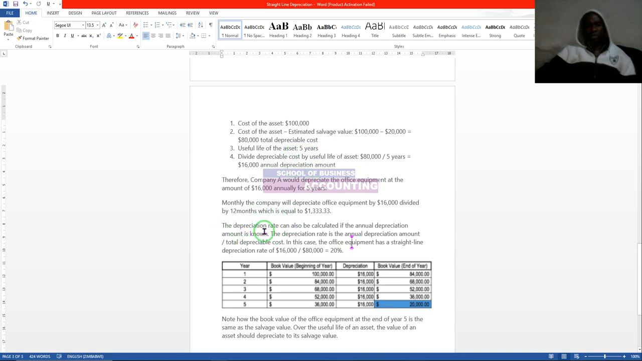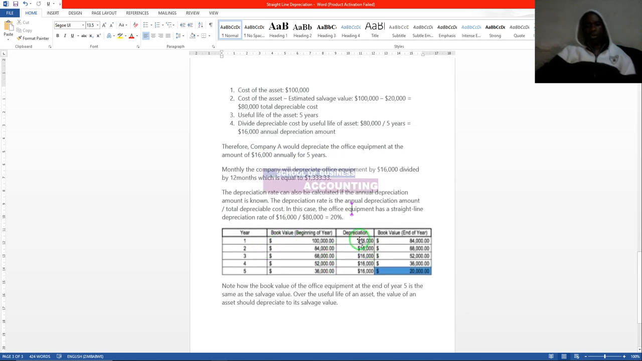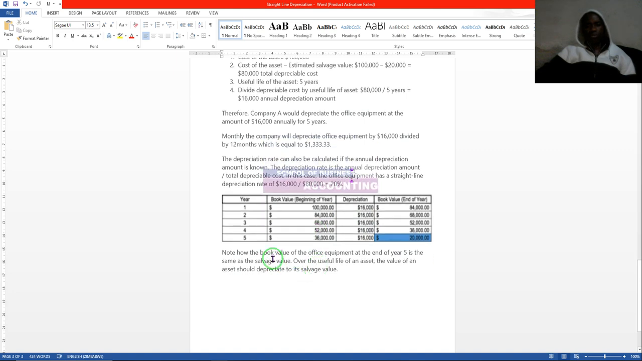If you wanted to calculate the depreciation rate, it can also be calculated if the annual depreciation amount is known. In this case, we already know that the depreciation amount is 16,000. The depreciation rate is the annual depreciation amount divided by the total depreciable cost. In this case, the office equipment has a straight line depreciation rate of 16,000 divided by 80,000, which gives us 20%. We did a table which shows the annual depreciation here. Of course, we said the book value of the office equipment at the end of 5 years is the same as the salvage value. Over the useful life of an asset, the value of an asset should be depreciated to the salvage value.